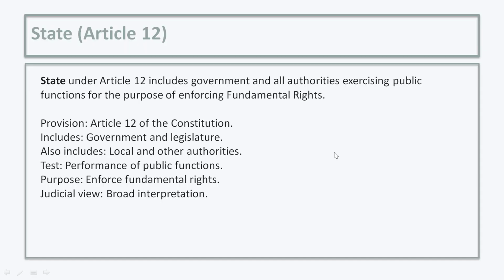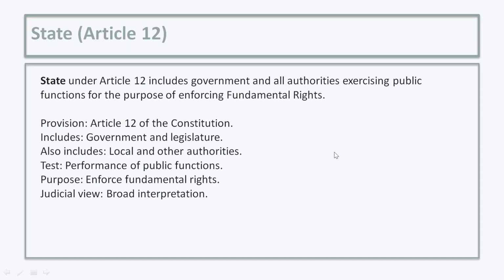Article 12 of the Constitution defines state for the purpose of enforcing fundamental rights. Why is this wide definition necessary? Because if only governments were considered as state, many authorities exercising public power would escape responsibility. So Article 12 includes not only the government and legislature but also local authorities and other bodies that perform public or governmental functions. The idea is very simple. Anyone who has the power to affect public rights should be accountable under fundamental rights. This wide definition ensures that fundamental rights are not just theoretical but actually enforceable in real life.